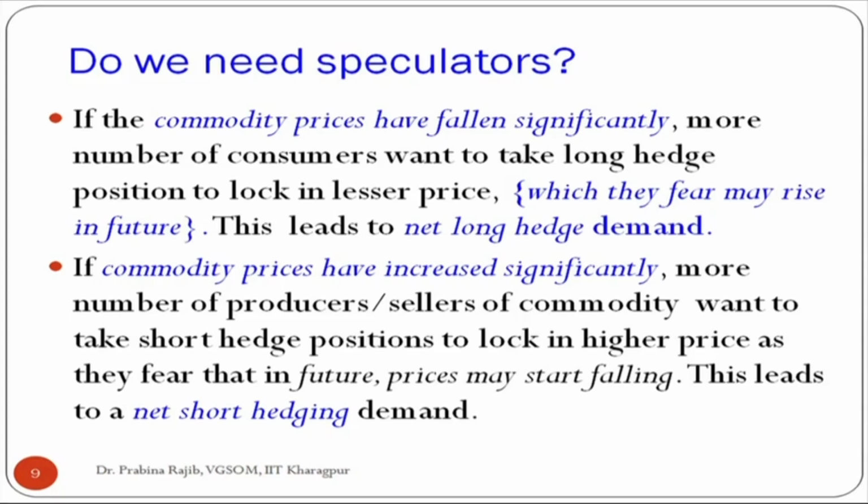But there may not be a counterparty who is willing to take a position. No hedger may be willing to take a position. So you will have a speculator who is willing to take risk and be a counterparty to these long hedgers. Similarly, let's say commodity price has increased significantly. It has gone up very high, and producers and sellers of the commodity would like to lock in this high price by entering into a short futures contract. At that point of time, they may not get enough hedgers as counterparty. So who fills in at this point of time? Speculators who are willing to take a risk for getting a benefit.